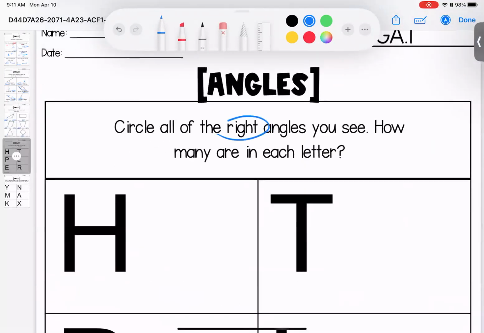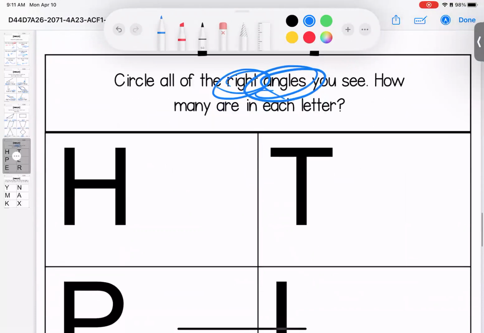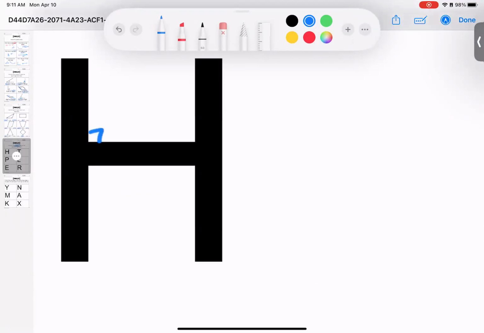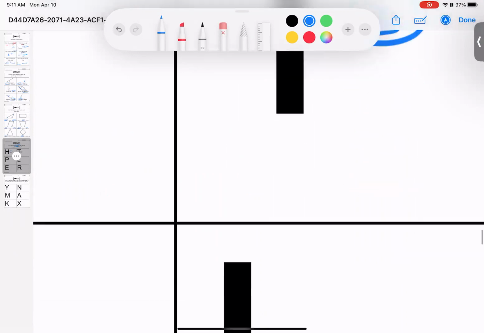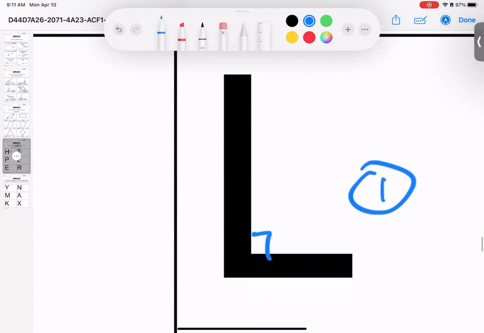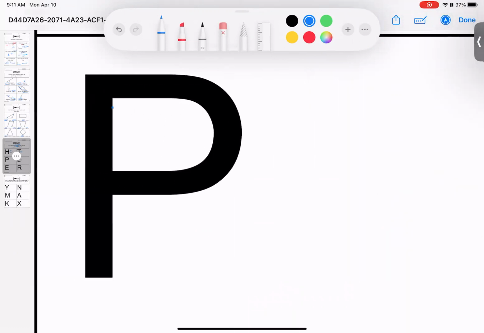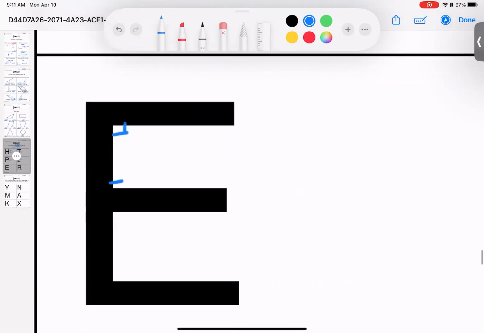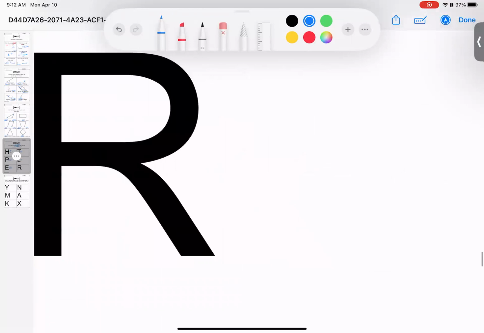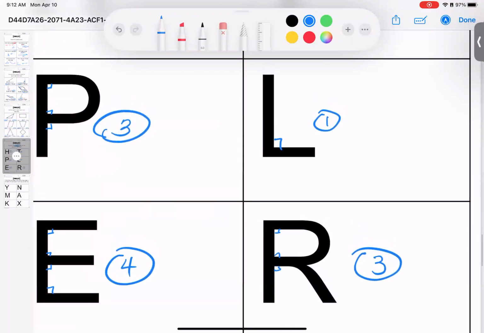All right, Nuggets, we're looking for right angles on our shapes. Looking here, I have 1, 2, 3, 4 right angles. Looking at this letter T, I have 1, 2 right angles. Looking at the letter L, I have 1 right angle. Looking at the letter P, right there and right there and right there, I have 3 right angles. Letter E. Why did I say I? This is an E. We have 4 right angles. And then over here, we have 1, 2, 3. If you found any that I missed, please let me know. Otherwise, bring your questions to class.